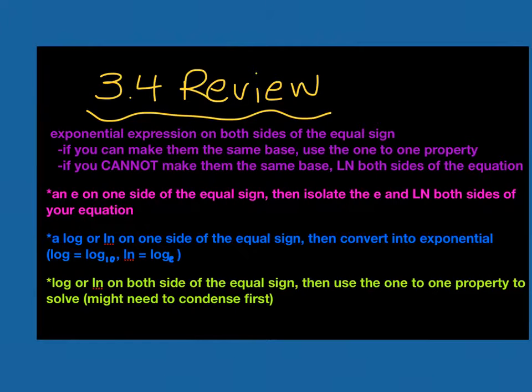So whatever's next to the log, you would set equal to whatever's next to the other log, or the ln. And for these, you might need to condense them first. So you might have 2 logs on one side, you're going to condense them down to 1, and then use your one-to-one property. So those are all the different kinds that you've got going on.